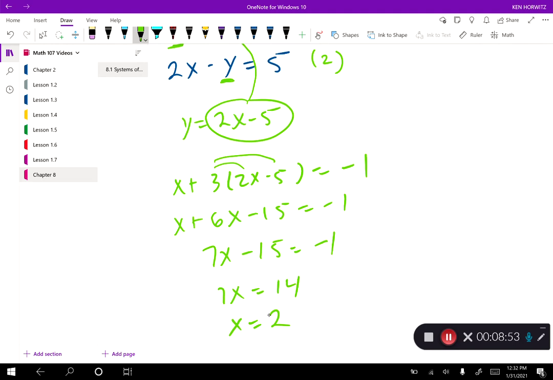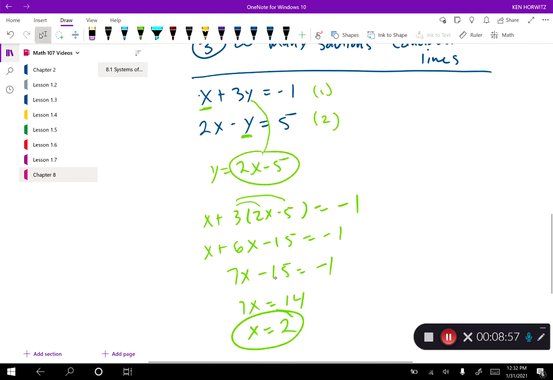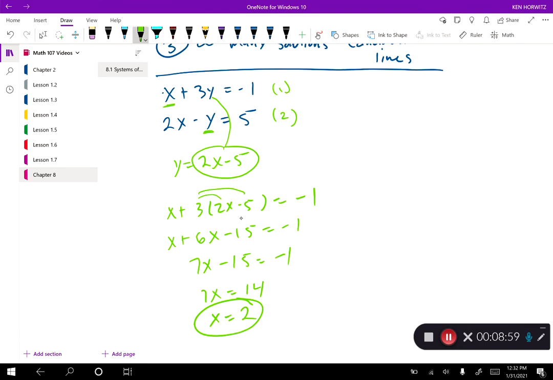And now that I have x equals 2, I can go back to either one of my original equations. I'm going to take 2, and I probably would plug it into equation 1, just because it looks a little easier, but you can plug it into either one. So at this point, why don't you stop the video, take 2, plug it in, and let's see what we get, and we'll see our answer on the back end.